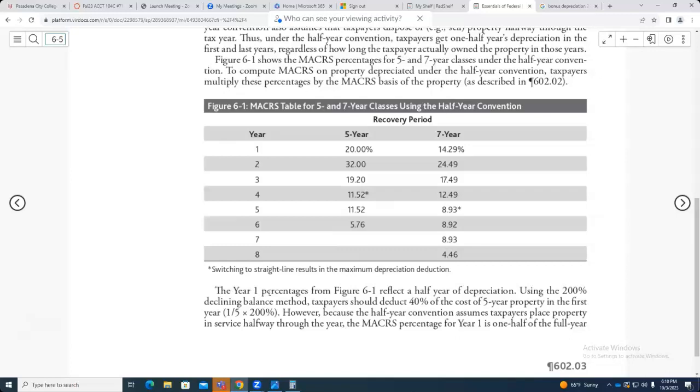The year one percentage from the figure reflects a half-year convention depreciation. Using the 200% declining balance method, taxpayers should deduct 40% of the cost of 5-year property in the first year, but the point is half of 40% is just 20% because of the mid-year, half-year convention. So that's why you have 20%. Got it? Questions before we move on? Okay, you're good.